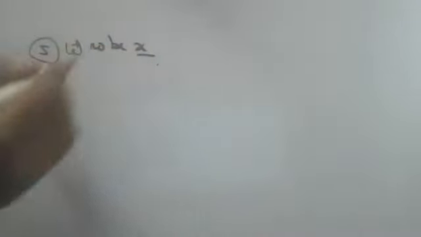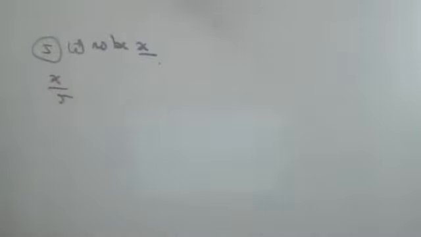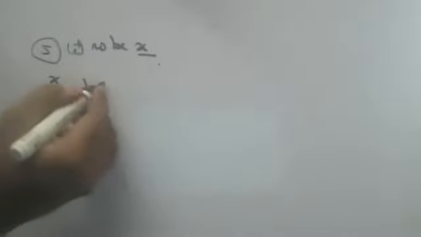Fifth question, children. All of you please check, children. Fifth one. Find the number whose fifth part increased by 5 is equal to its fourth part diminished by 5. Okay, children, let number be x. Fifth part means x by 5, children. Fifth part increased by 5. Increase means plus, children. Fifth part increased by 5 is equal to fourth part diminished by 5.